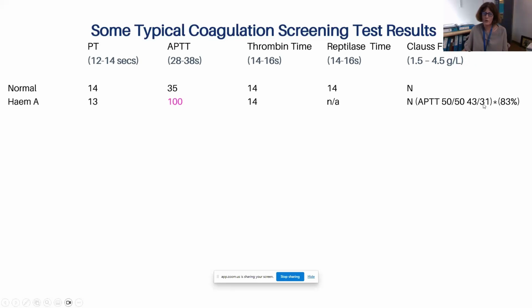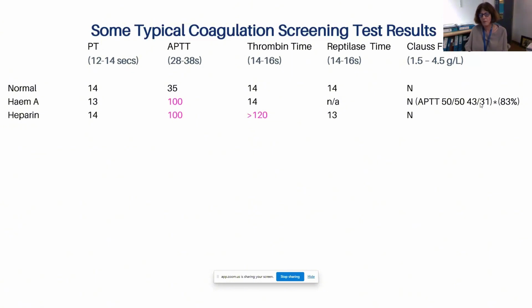We also know that our control was 31 seconds. Because this APTT is so prolonged, it hasn't quite gone back to within the reference range. 43 seconds is just above the reference range for the APTT, but it is a very good correction. There is a formula you can use to calculate how much the correction is, and I have given that at the end of this talk. So that's an 83% correction and the cutoff is 70%. That can indicate that this person has a clotting factor deficiency with the prolonged APTT of 100 seconds when you do the 50-50 mix.